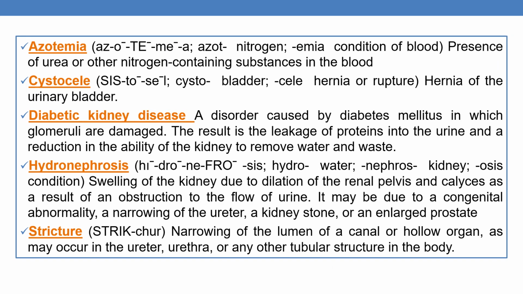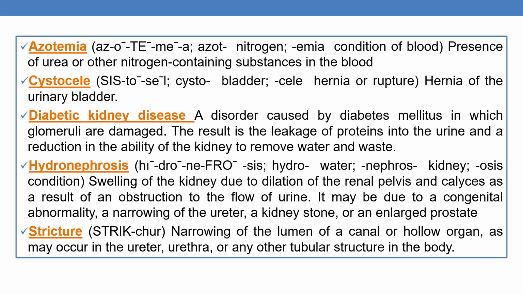Now let us see some of the terms and conditions that we have discussed earlier. First term is azotemia. Azo means nitrogen. Emia means condition of blood. Azotemia is presence of urea or other nitrogen containing substances in the blood. The next is cystocele. Cysto means bladder. Cele means hernia or rupture. Hernia of the urinary bladder is called cystocele.